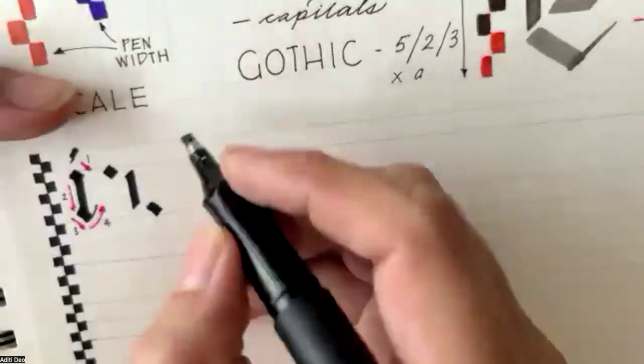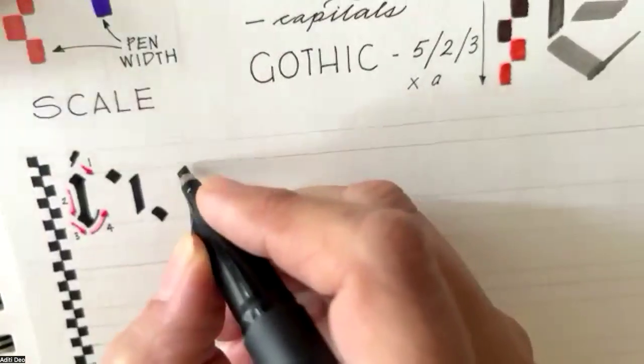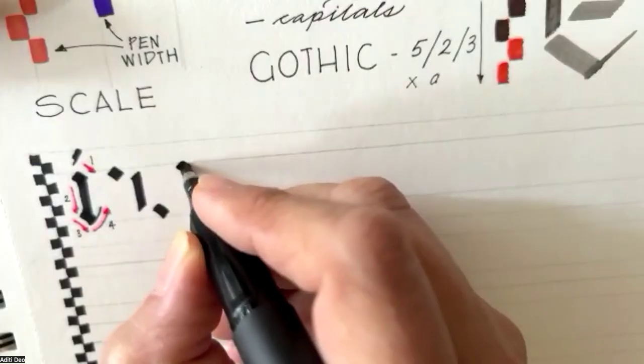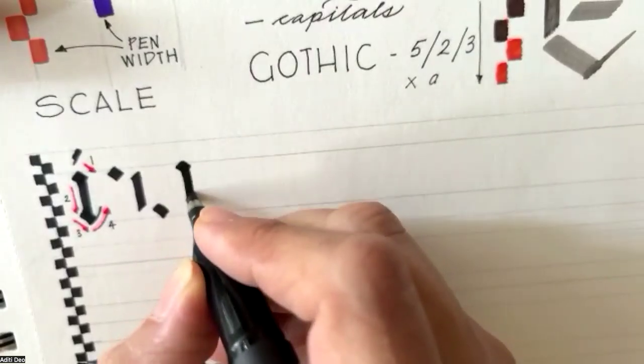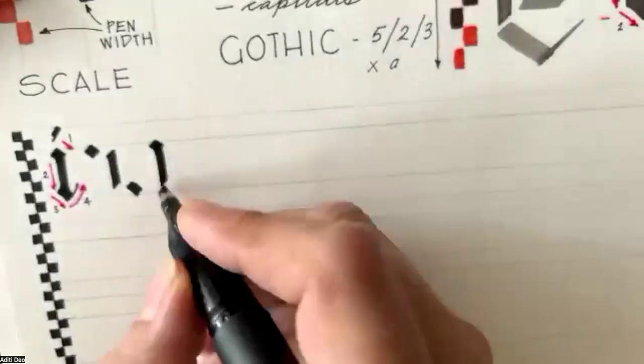Now after this, let's try writing the U, which will just be two of these strokes. So you have the first stem.